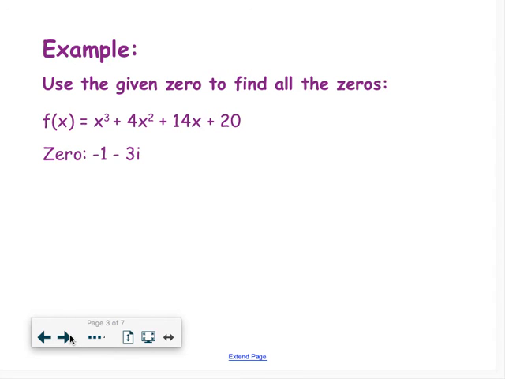Now after this slide, I'm going to take away all my hints. You still have a hint now because I'm giving you a zero, just like back in section 2.3 I would say verify x plus 2 is a factor. So it's giving you a hint. Eventually I'm going to take that away.